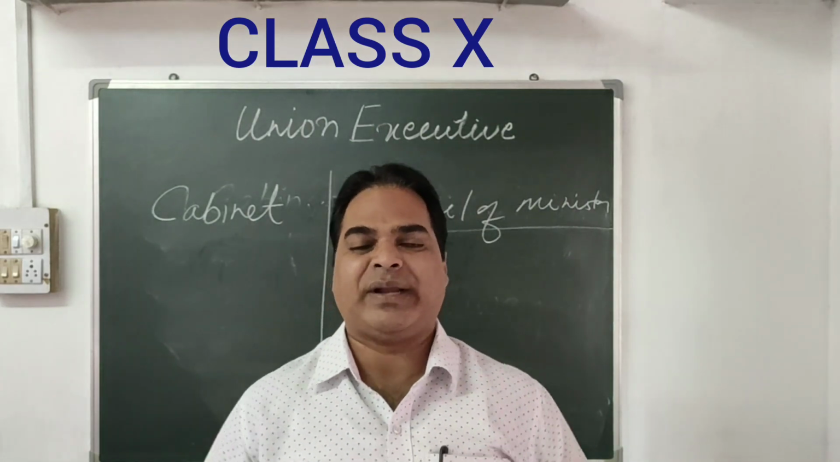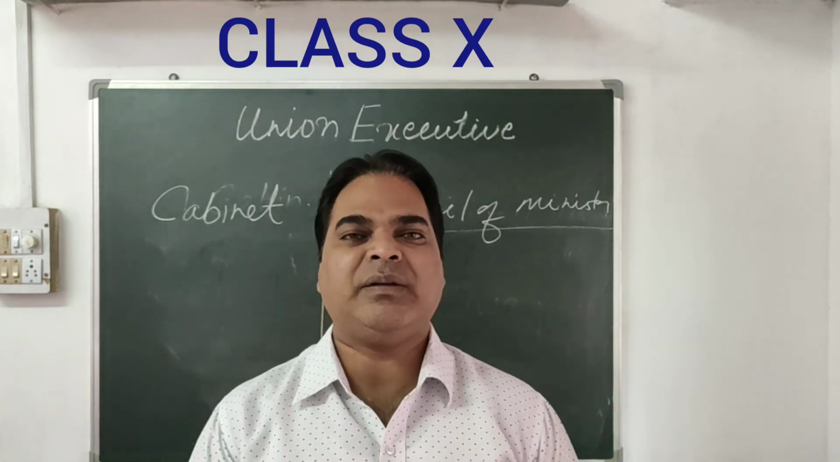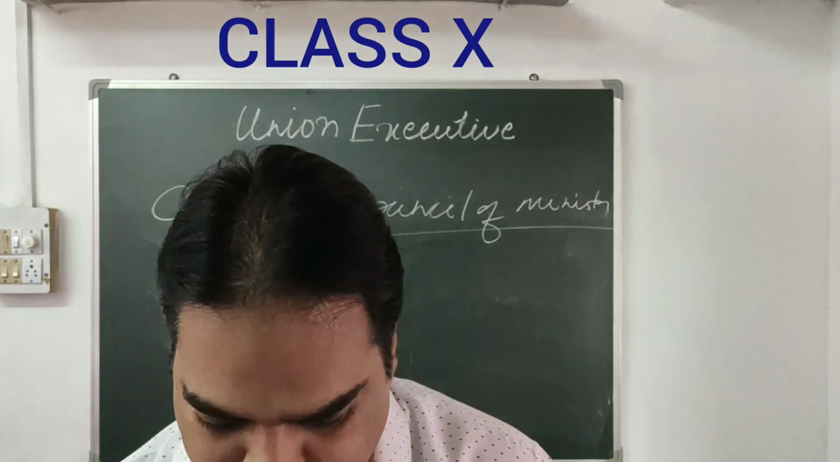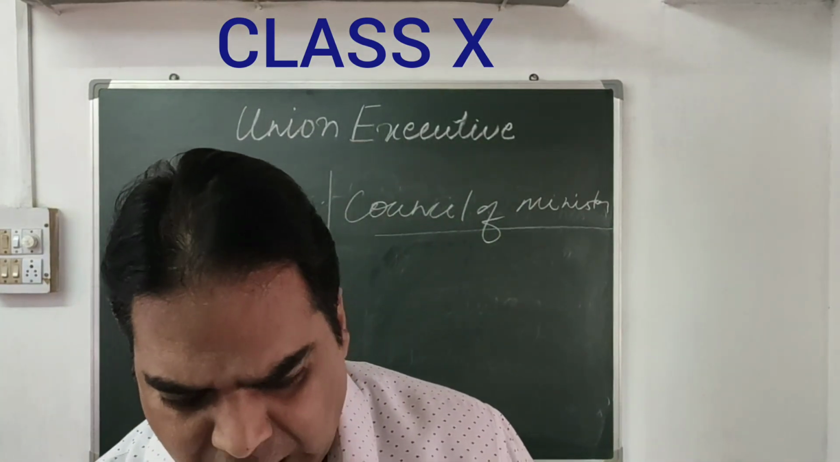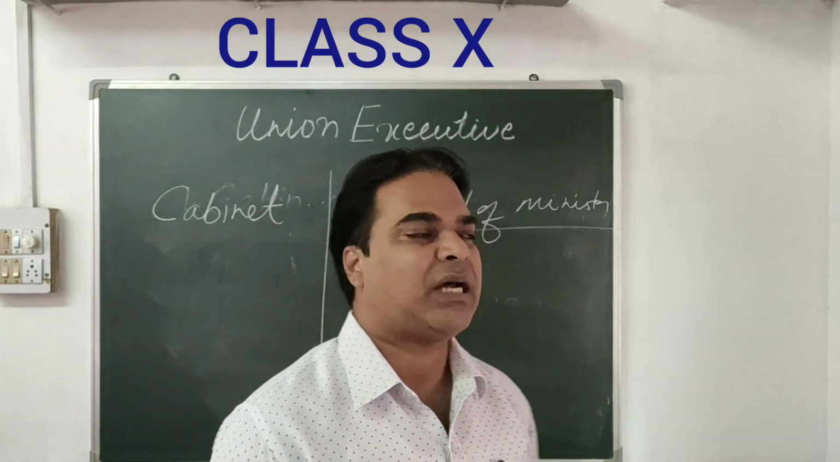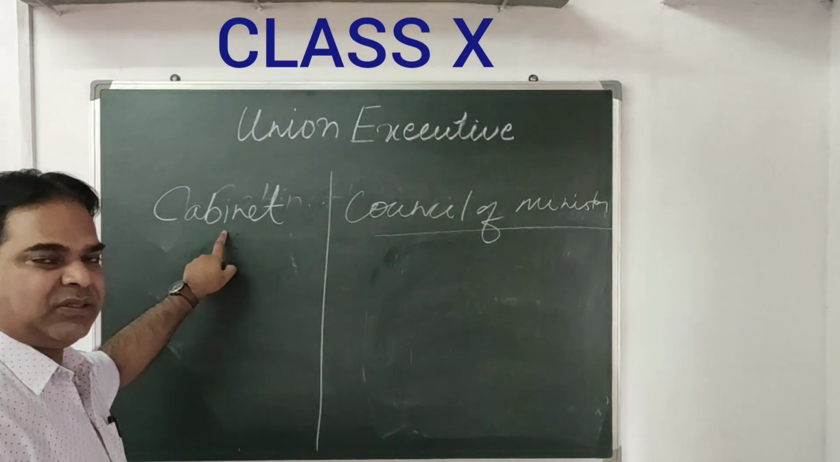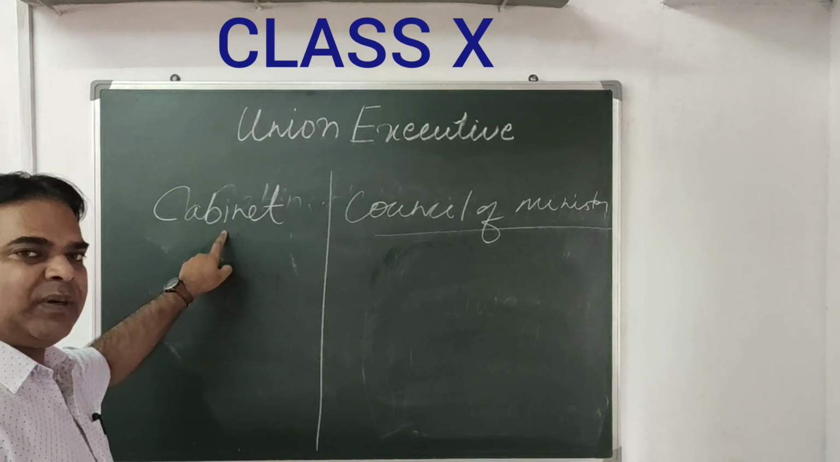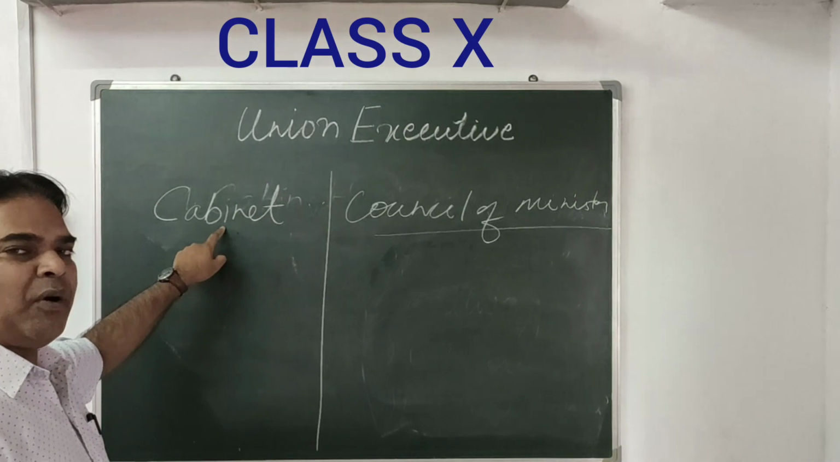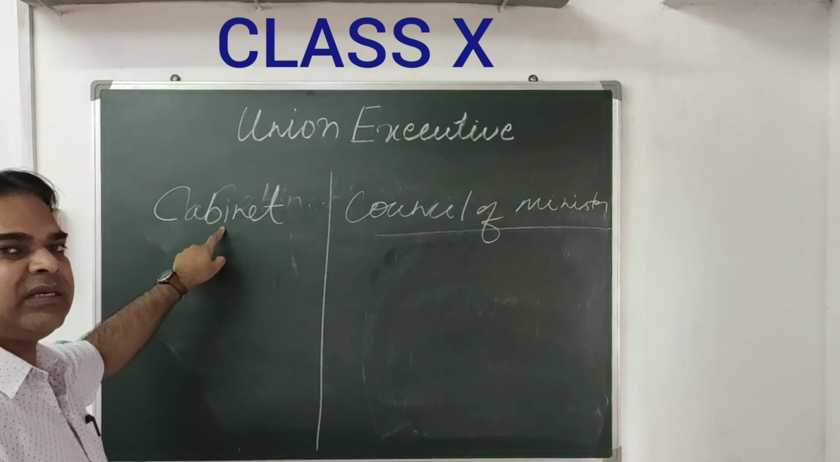The council of ministers is a wider body, and the cabinet is a small body which is a part of the council of ministers. Most of the important decisions are taken by the cabinet ministers. Under the leadership of the prime minister, cabinet ministers take all the important decisions. Cabinet meetings are held and conducted.